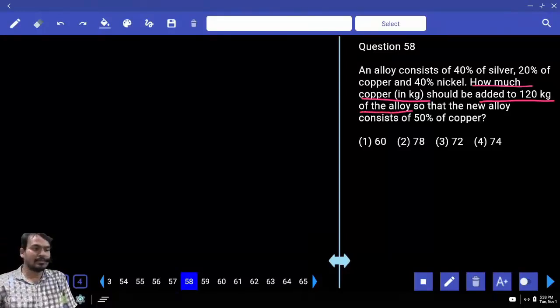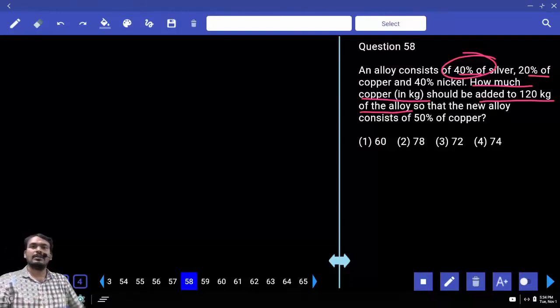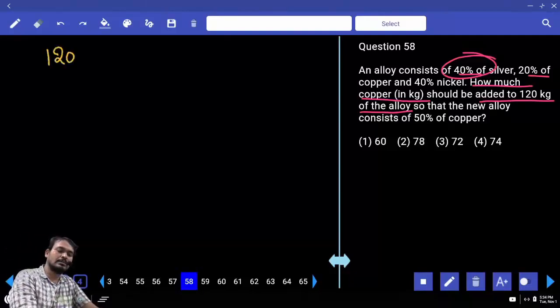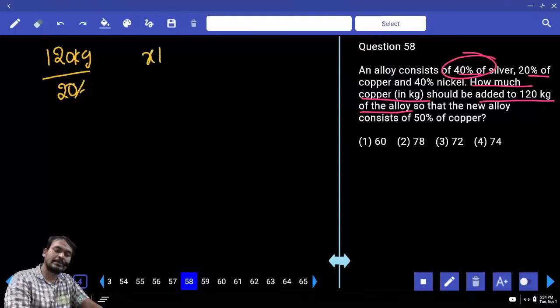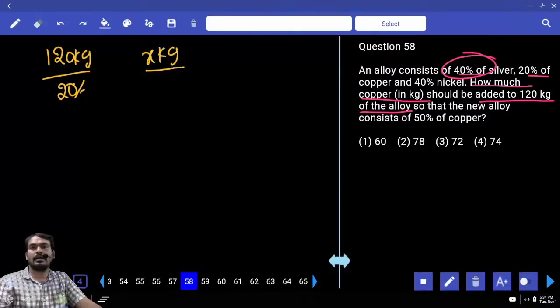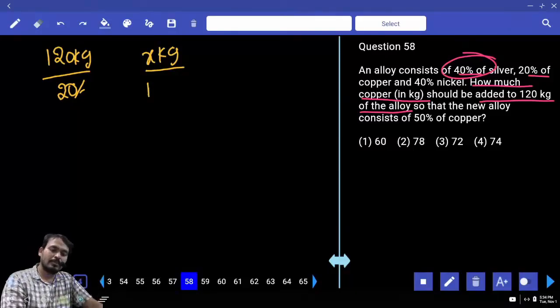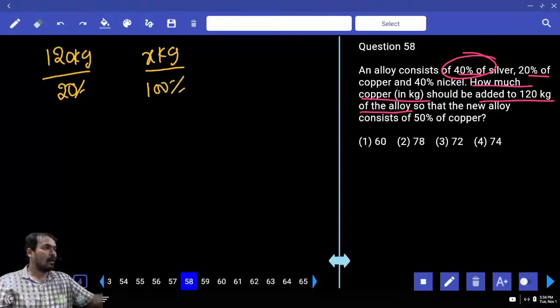But the same alloy consists of silver and copper. Silver is how much percent? 40%. Copper is 20%. Then out of 120 kgs, copper is how much percent? 20%, or not? Again we are adding X kgs of copper. After adding X kgs of copper, in X kgs, what is the copper percentage? 100%, or not? Out of 120 kgs, the copper percentage is 20%. Out of X kgs, the copper percentage is 100%.